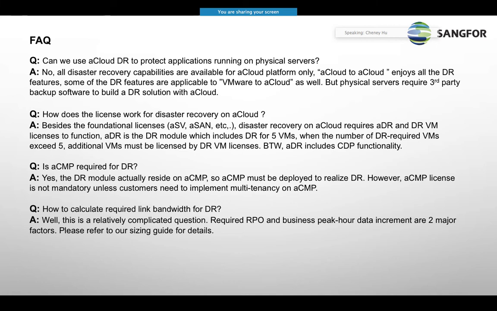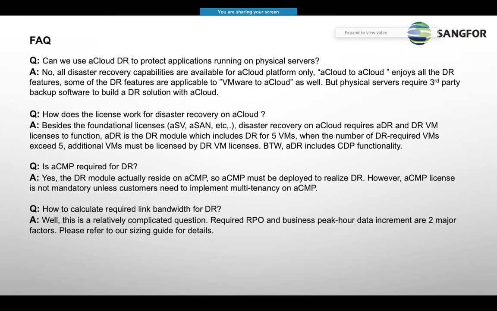The last question is how to calculate the required link bandwidth for DR. Well, this is a relatively complicated question, and there are 2 factors that influence the outcome for the link bandwidth. One is your required RPO. The other is business peak hour data increment. If you have these 2 parameters, then it is quite easy to calculate the required link bandwidth for DR.